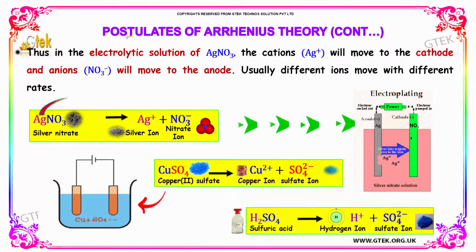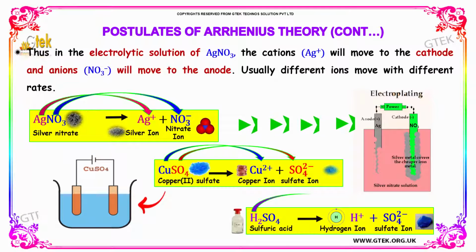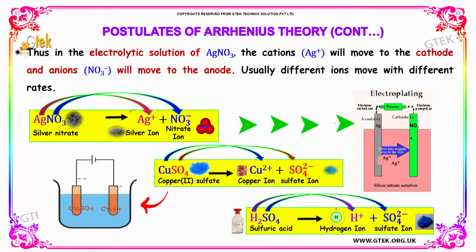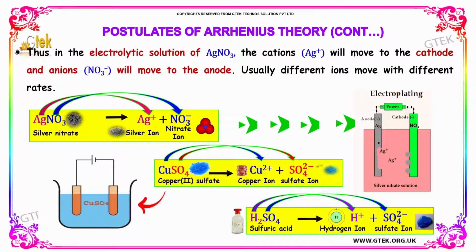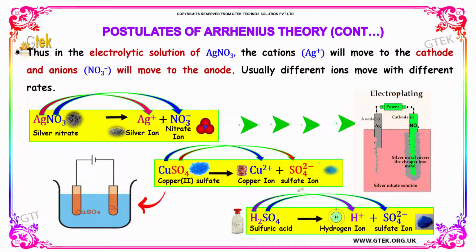If we talk about the postulates of Arrhenius theory further, in the electrolytic solution of silver nitrate, the cation Ag+ will move to the cathode, and the anion NO3- will move to the anode. Here is a silver nitrate solution. Usually different ions move with different rates. Here is a typical solution of copper sulfate. Copper is positive and sulfate is negative. Sulfuric acid gives hydrogen plus and sulfate 2 minus.